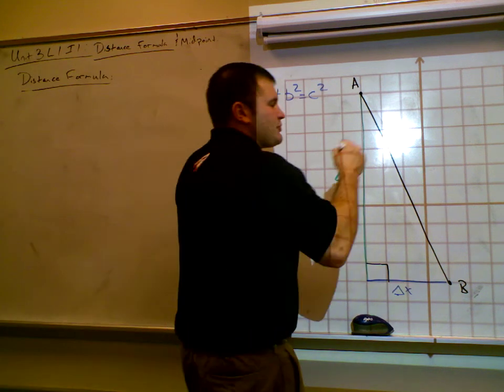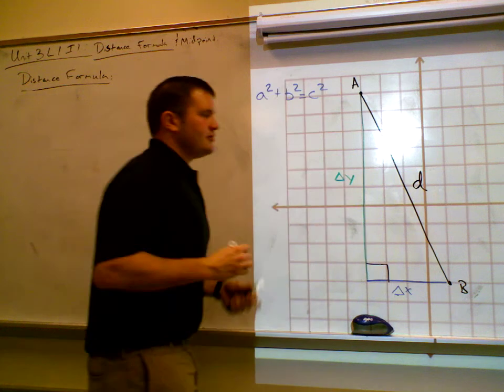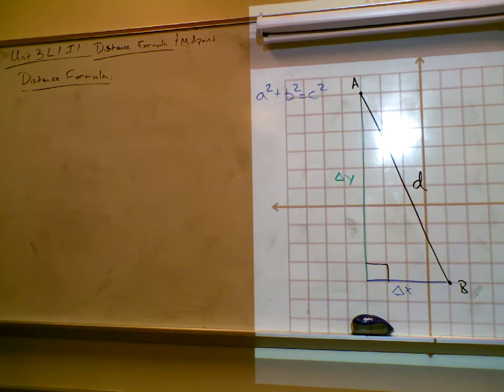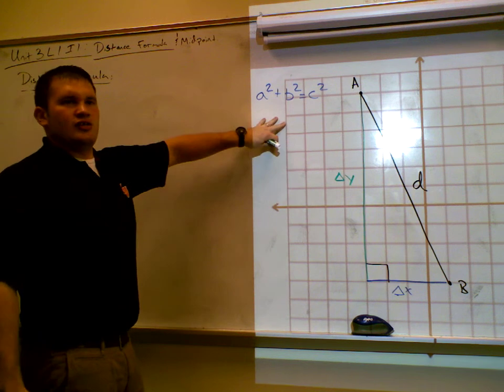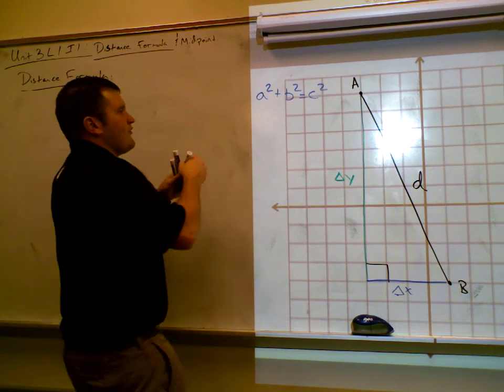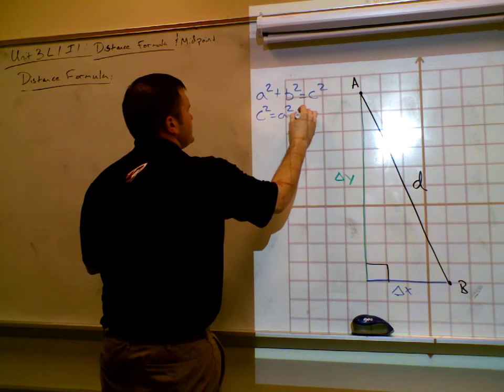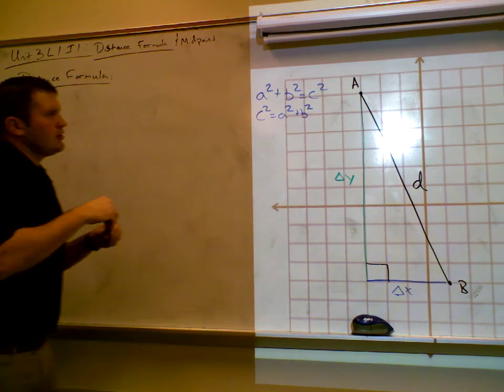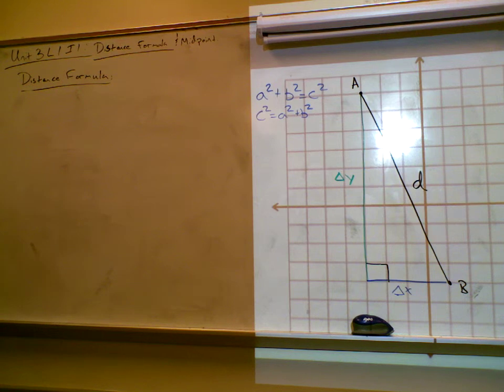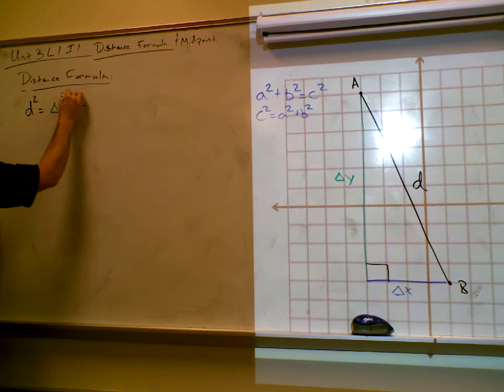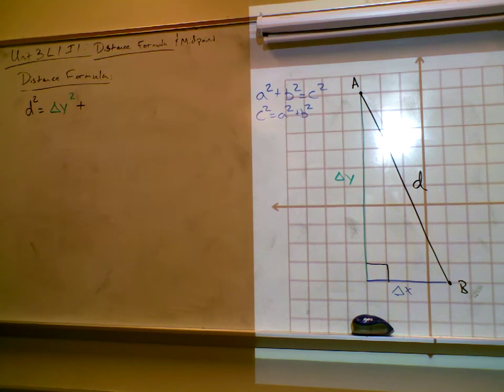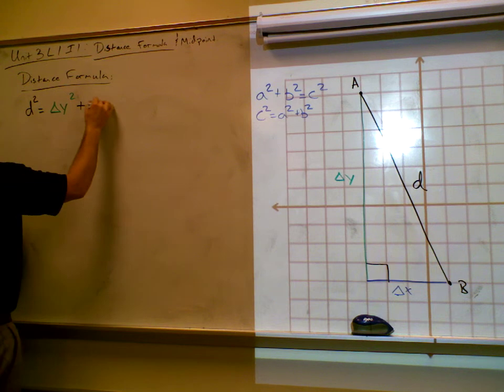Now, we're talking about distance between A and B, so we're going to call this one D. Does that make sense? So in this formula, which one does D go in for? C. Now, is it okay if I rewrite this formula this way? C squared equals A squared plus B squared? Okay. So D goes in for C. So my distance formula, D squared equals what? What's my A? Change in y. Delta y means change in y. And then what's my B? Delta x, change in x.